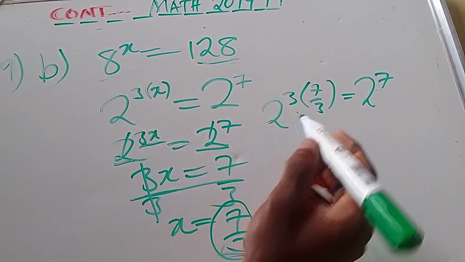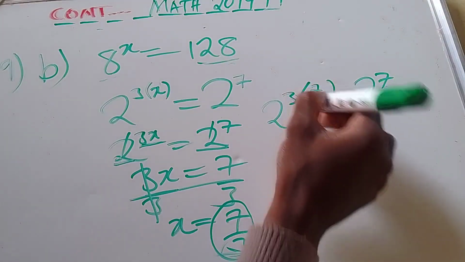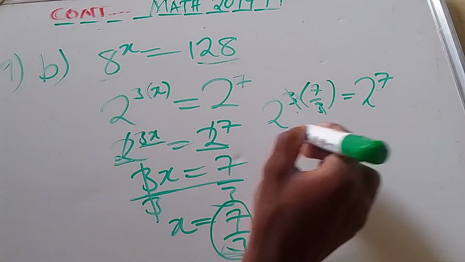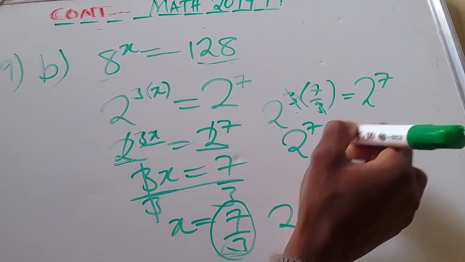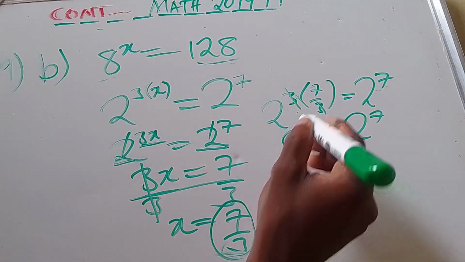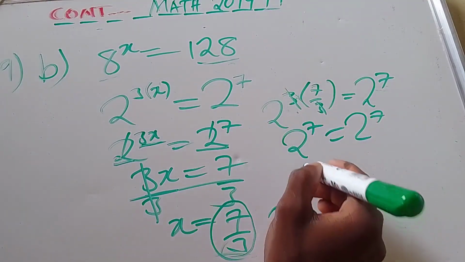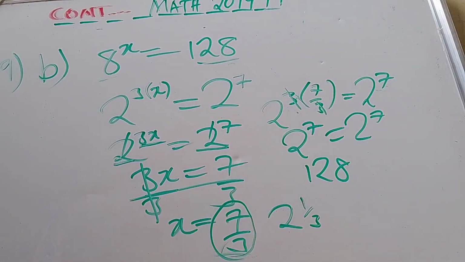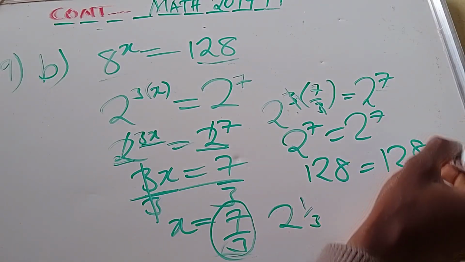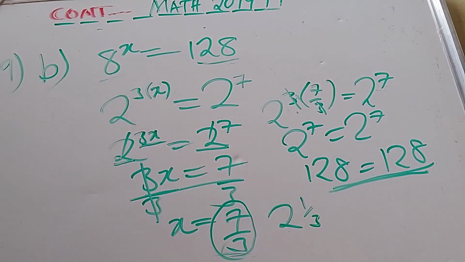So if you can see clearly, this is multiplication, not so? So we can just cancel this one with this one. So I'm remaining with 2 to the power 7, which is equal to 2 to the power 7. Try it on your calculator. We're going to find that it is 128, which is equal to 2 to the power 7, which is 128. As simple as that. I hope you are able to see. So this is how we deal with this question.